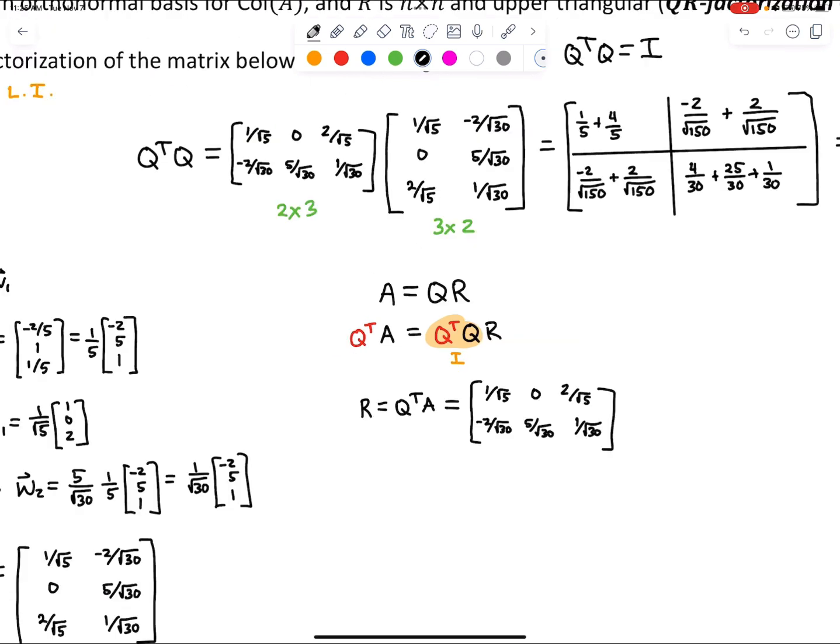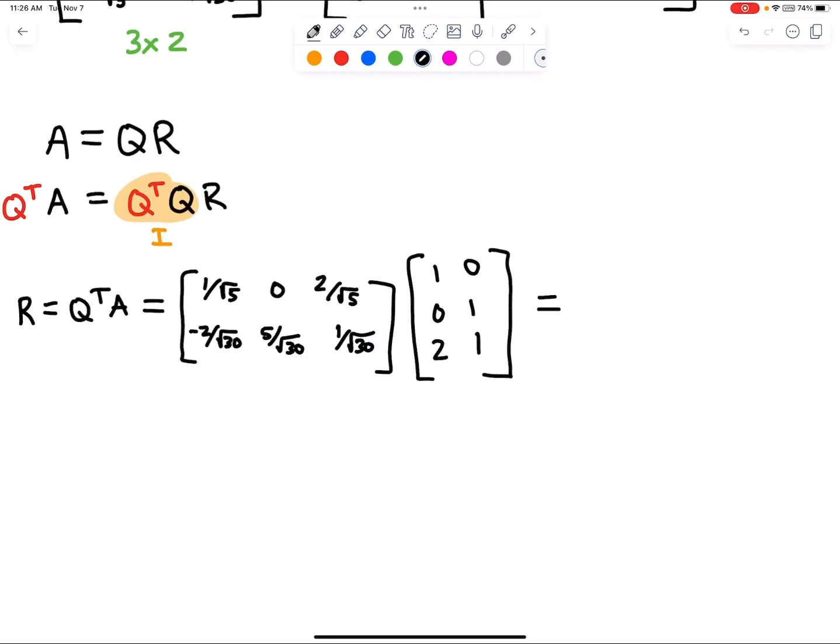So here's the matrix Q transpose, and we'll multiply it now by the matrix A and perform this matrix multiplication. All right, so effectively we're going to do the dot product of this vector with this vector. That gives me 1 over rad 5 plus 0 plus 4 over rad 5. That'll give me 5 over rad 5. Now we'll dot product these two vectors. We get negative 2 over rad 30 plus 0 plus 2 over rad 30, which gives me 0.